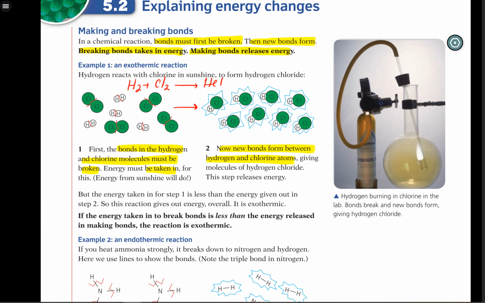So when you break the bonds in the reactant, we are converting them to the atoms. These atoms rearrange and they must form the bond to become the product. Forming the bond releases the energy. So in the second step, the energy releases.